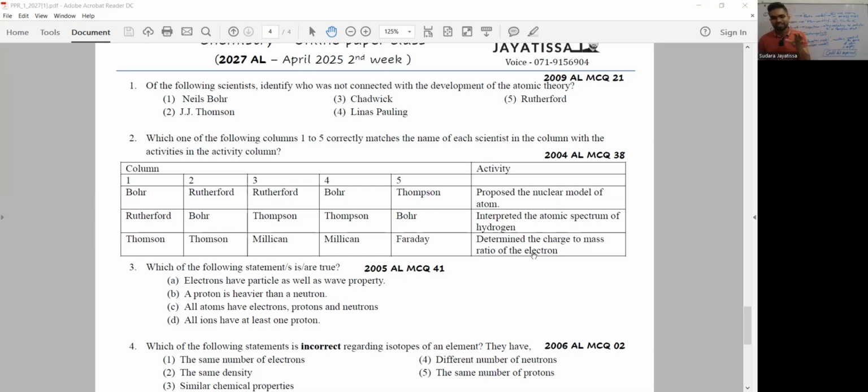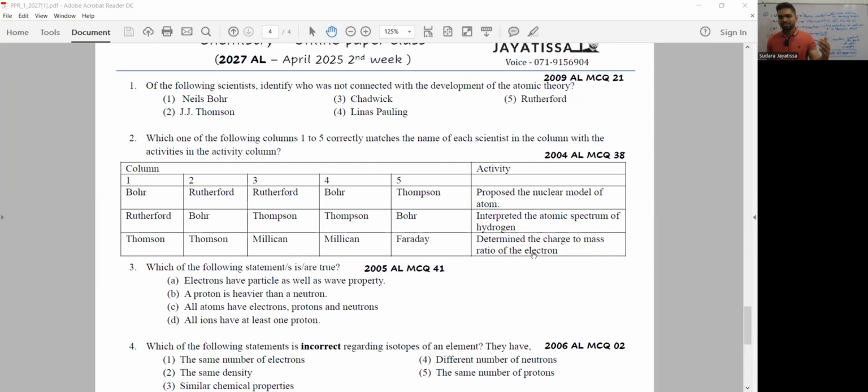The last one: determine the charge to mass ratio of electron. This charge to mass ratio was found by Thomson. Understood? So then our answer is answer 2. Those who selected answer 2 might have followed the same method I'm describing. They first selected Rutherford by looking at the first activity, and Thomson by looking at the last activity. They didn't worry about the middle activity. Now it is confirmed.